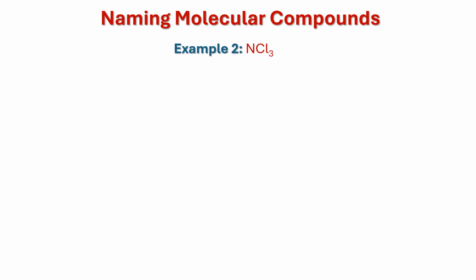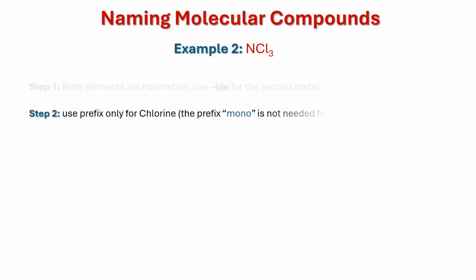Example number two, we have NCl3. These are both nonmetals. The first nonmetal will keep its original name, and the second one will change the ending or suffix to ide. So we're going to use a prefix only for chlorine because we have three chlorine. Nitrogen, because it's the first nonmetal, we do not use the prefix mono for it. We can use the prefix mono for the second nonmetal, but the first nonmetal never receives the prefix mono.